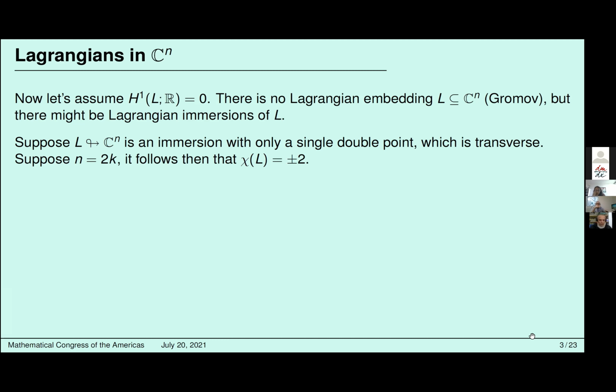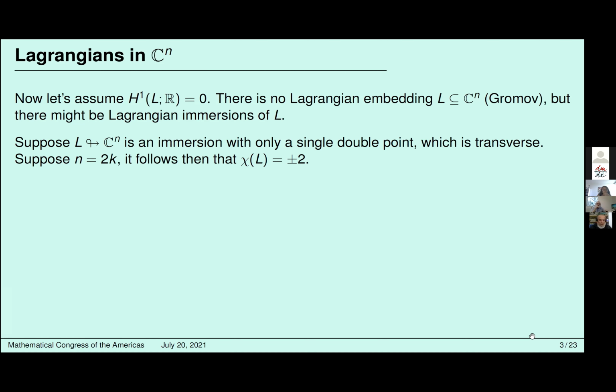And now, just to add a bit of flavor to things, I'm going to assume that the dimension is even. So using some very simple algebraic topology argument, it follows that the Euler characteristic has to be plus or minus 2. And that depends on whether that double point is a positive double point or a negative double point in terms of the orientation of the self-intersection.